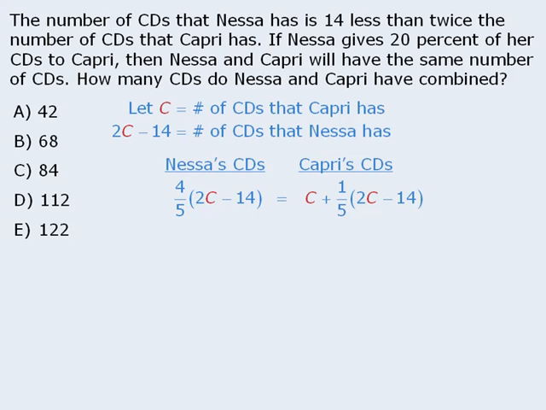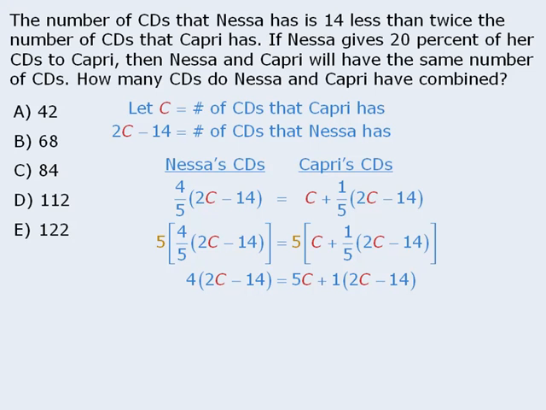To do this, we can first eliminate the fractions by multiplying both sides by 5 to get the following. Now we will expand and simplify both sides, then subtract 7C from both sides, and then add 56 to both sides to get C equals 42. Since C represents the number of CDs that Capri originally had, she had 42 CDs.